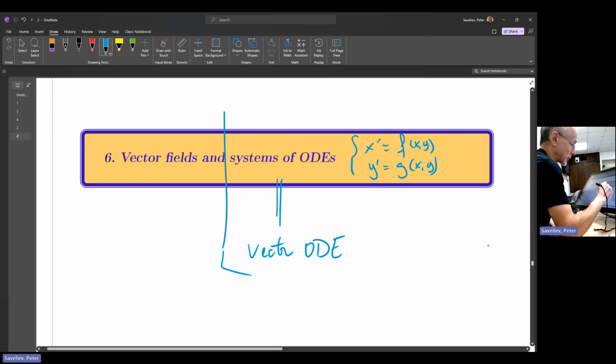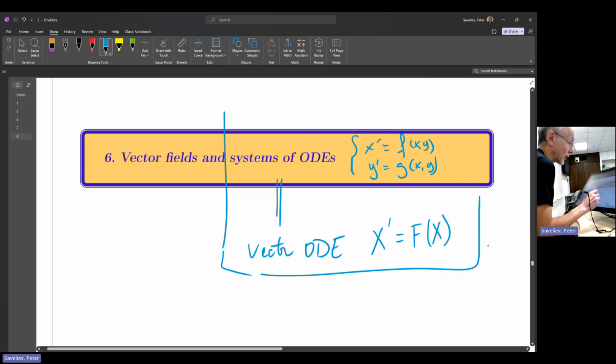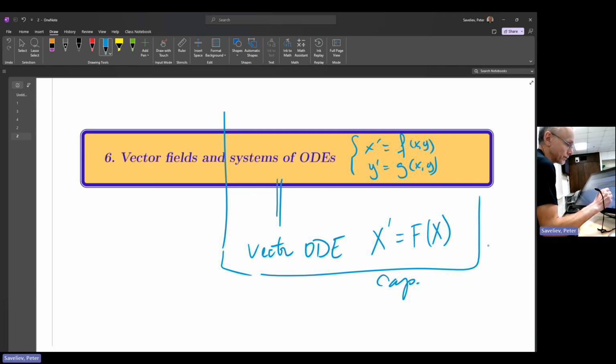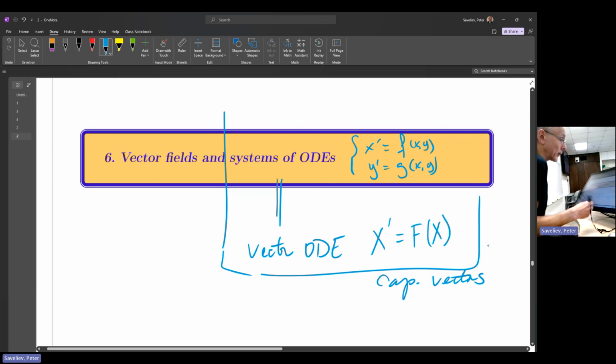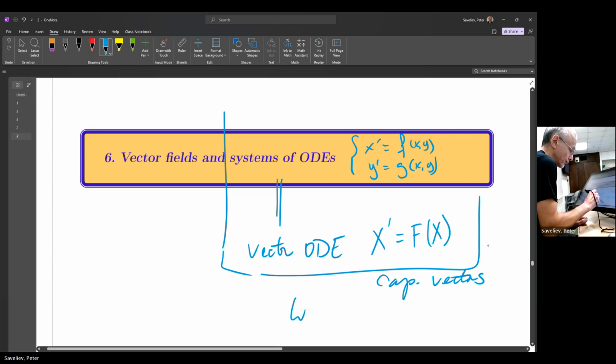If I want to write it, I would write it something like X prime is equal to F of X. As you can see, I capitalized everything. Why? Because all of these are vectors. So I have X prime, and this is not new to us, right? X prime, what is X? What is X in this context?